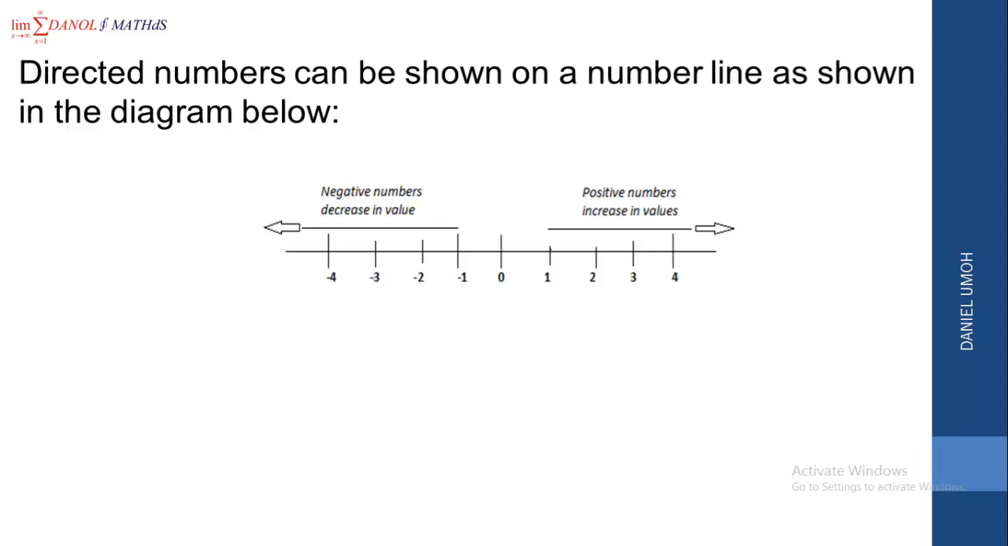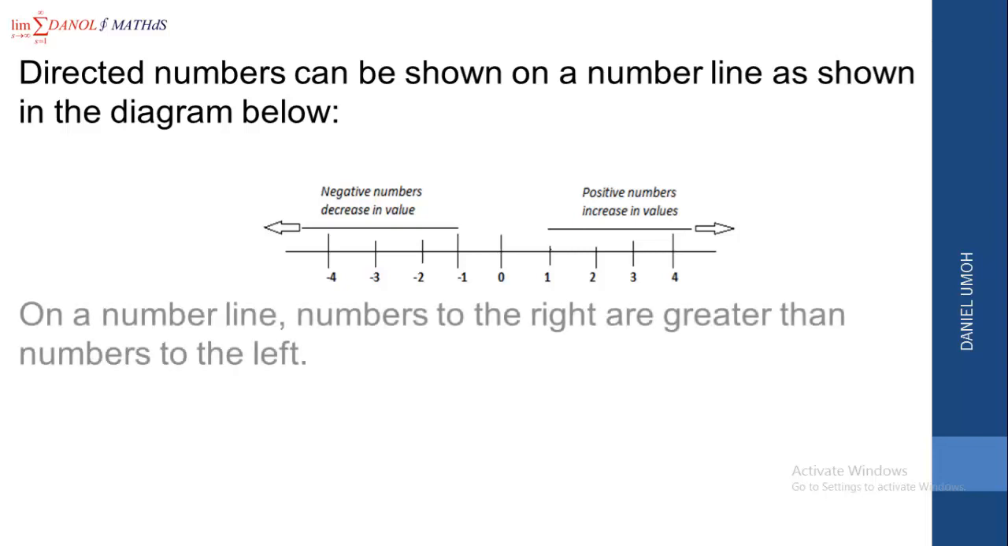Now when we look at negative numbers, immediately after the 0, the numbers to the left are known as negative numbers. The negative numbers are always decreasing in value. What it means is that you see -1, -2, -3, -4, and so on. Now it means that -2 is smaller than -1, that is, it is less than -1. Then -3 is less than -2, and -4 is less than -3, and so on. So negative numbers are always decreasing in value.